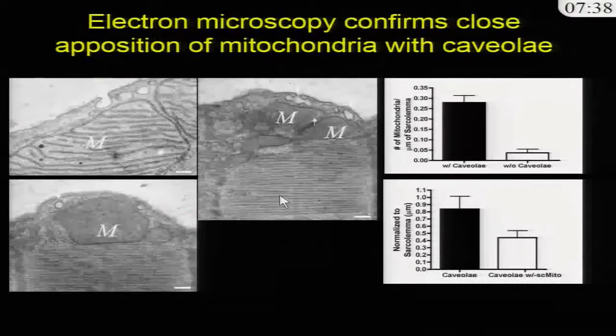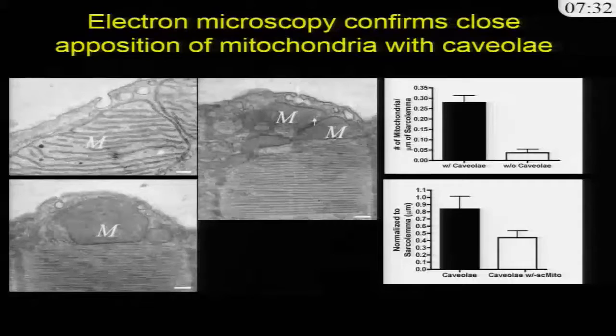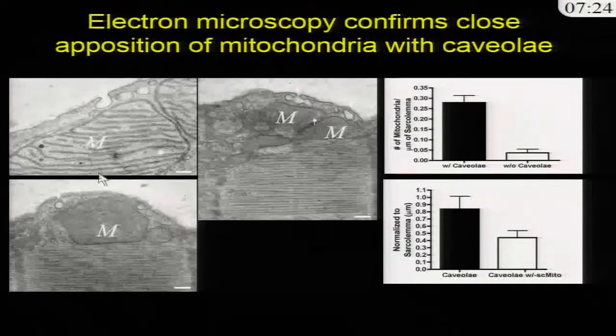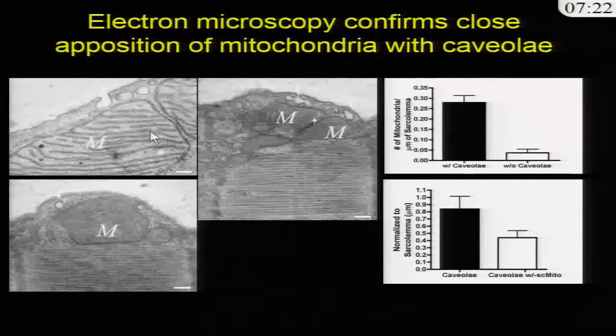And so we've gone on to quantify this in the heart of mice as well as different adult cardiac myocytes. And what we see is that this relationship happens very, very frequently in the adult cardiac myocyte. You have this caveolar invaginated structure that sits right in proximity to this mitochondria.